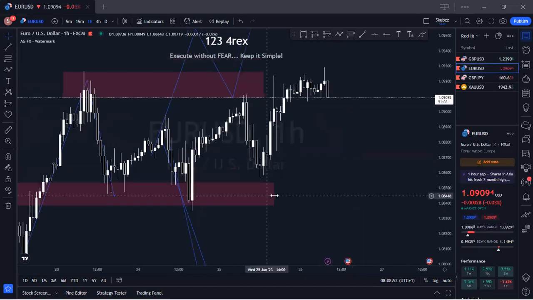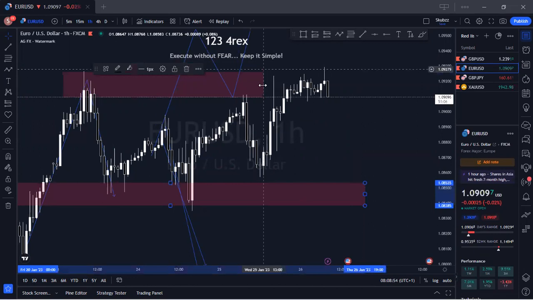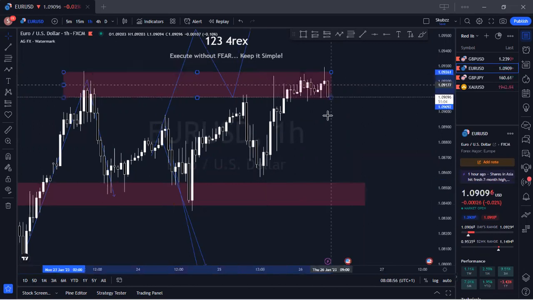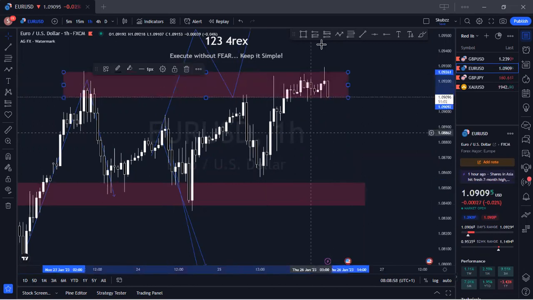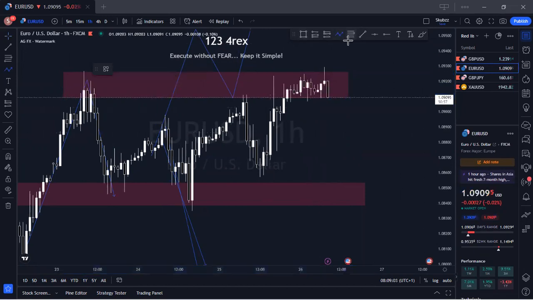This one is still very much inside this range. I still don't understand what's wrong with this pair. I don't want to start forcing trades on it. That's why I'm just waiting for it to properly create structure.